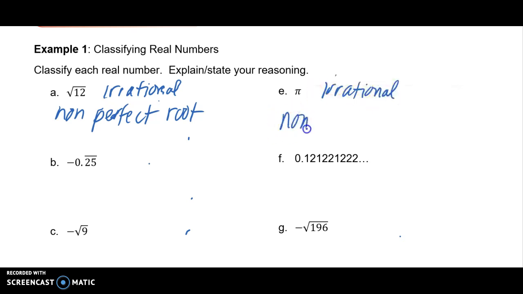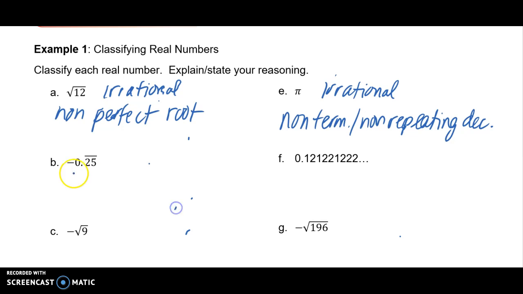And again, because it's a non-terminating, non-repeating decimal. I'm just going to abbreviate some of this. Okay, letter B is the negative value of 25/100 repeating. 25/100 is a repeating decimal, and I know that because it has that bar notation above it. So therefore, this is a rational number because it repeats in a pattern.